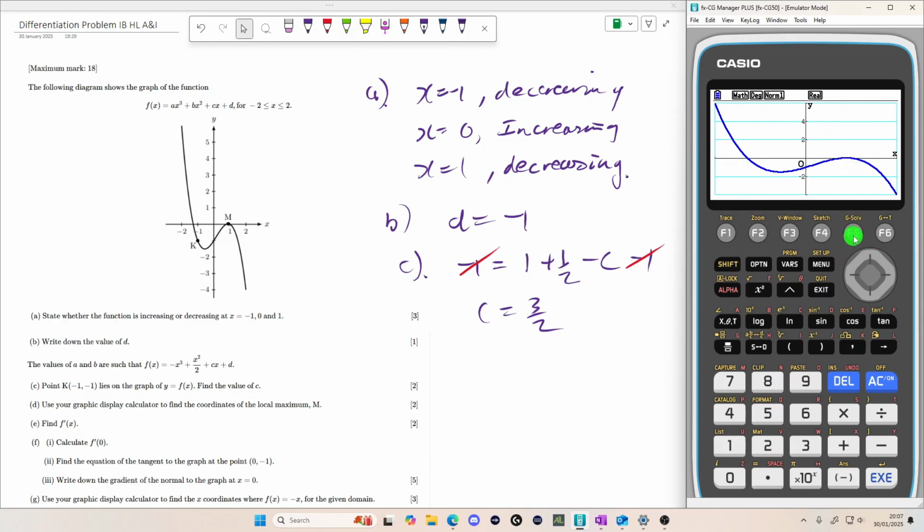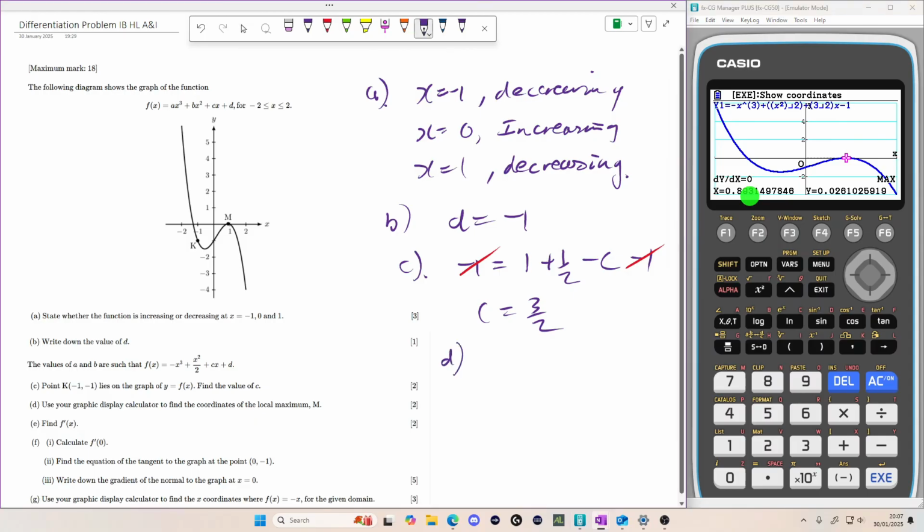So we're going to press graph solve, find the max, and it gives us that the max is at x equals 0.893. So let's put d in. So our coordinates are x equals 0.893 to 3 significant figures, and y is 0.0261 to 3SF.